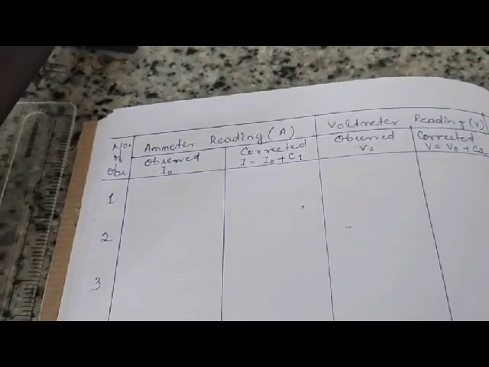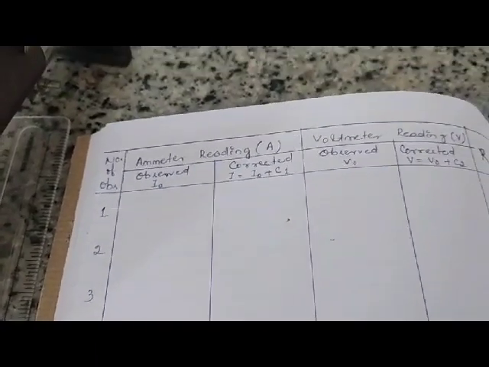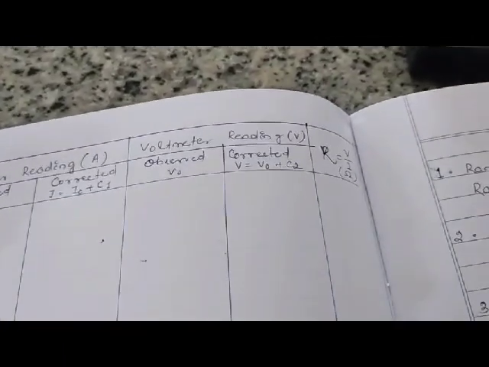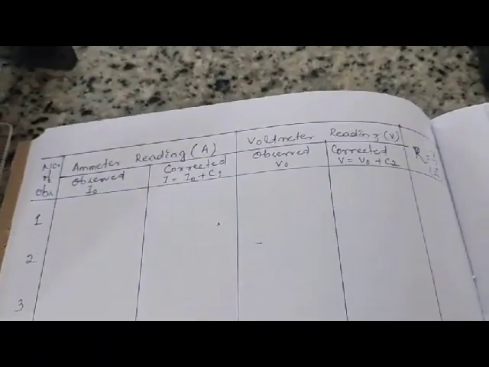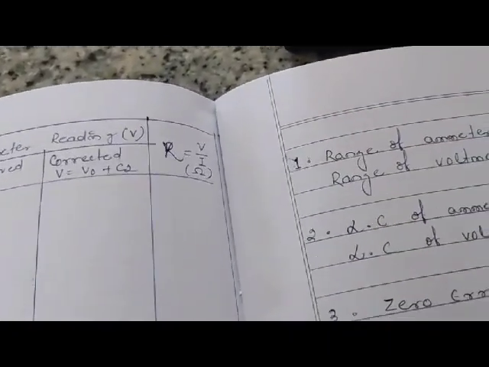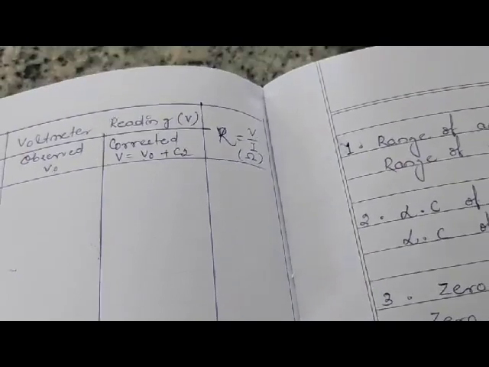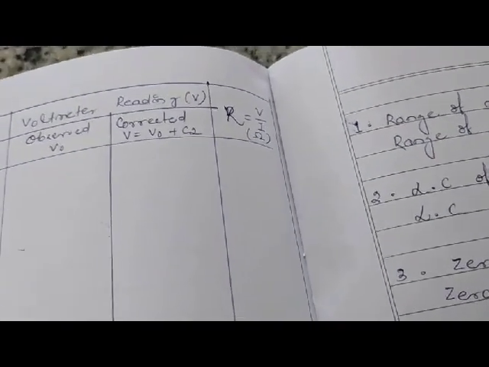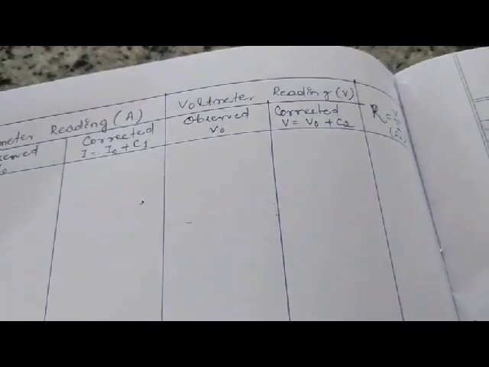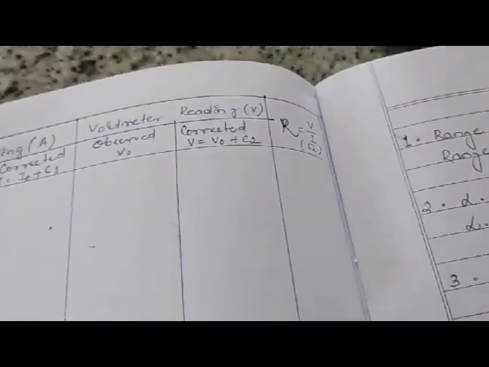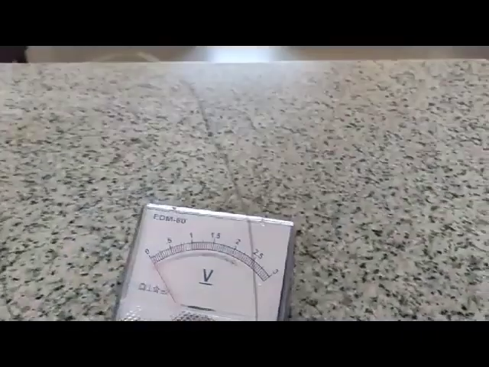But as you all know, there is no zero error in our instrument, so the observed value and the corrected value will be the same. The same will also be the case for the voltmeter reading. After getting all the readings, we have to divide each observation, then we will get the value of resistance. And after taking all 5 observations, we have to take the mean of the resistance to find out the resistance of this given wire.